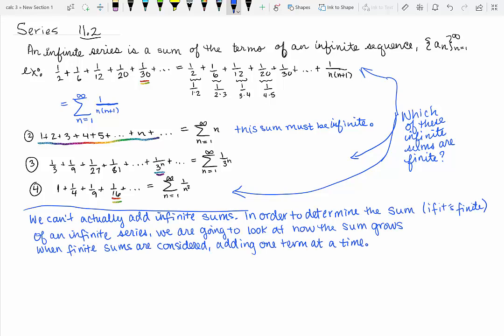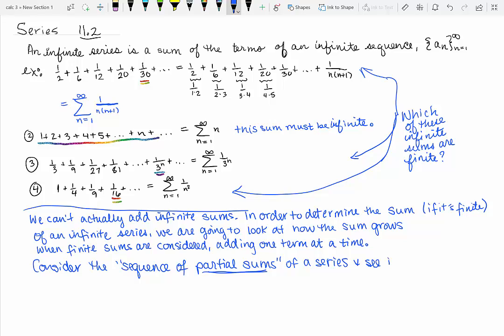Since we can't actually add up infinite sums, in order to determine if one of these sums is finite or not, what we'll do is look at how the sum grows when the finite sums are considered, just adding one term at a time. And so this is the notion of considering the sequence of partial sums of a series. We call it a partial sum because we just take the first k terms. And we'll see if the sequence converges. So let's look at a couple examples using Desmos.